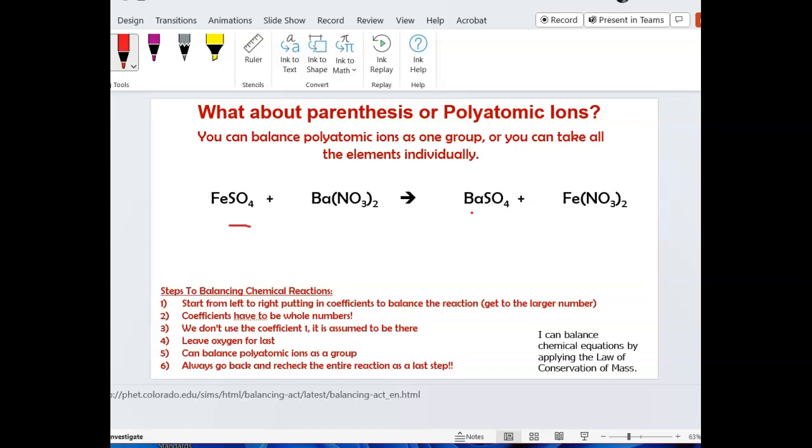It's already balanced. And when you get to the homework or the quiz, the more challenging balancing quiz, there is one of the reactions that's already balanced. So you want to look out for that. All right, let's look at another one.